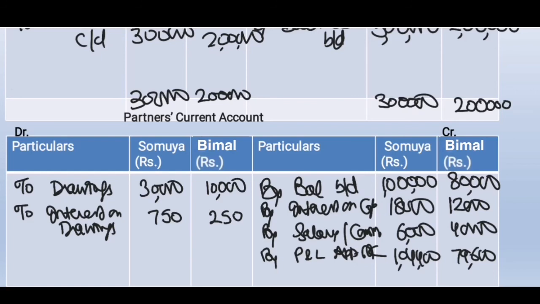Now we have shown all the items in partners' current account as well. We will total it up and find out the closing balance of partners' current account. Total of Soumya is 2,28,400 and the balance of Soumya after deducting credit side from the debit side is 1,97,650. So this is the closing balance of Soumya's current account.